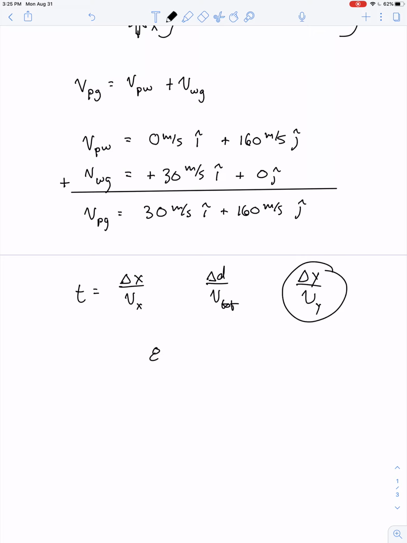So this is nothing more than taking 80,000 meters, right, 80 kilometers as our displacement, and dividing it by just the component along the y-axis. So divide 80,000 by 160, and we end up with 500 seconds. Kind of hard to relate to 500 seconds, right? Let's divide that by 60.